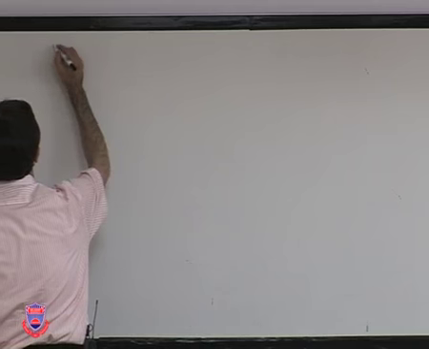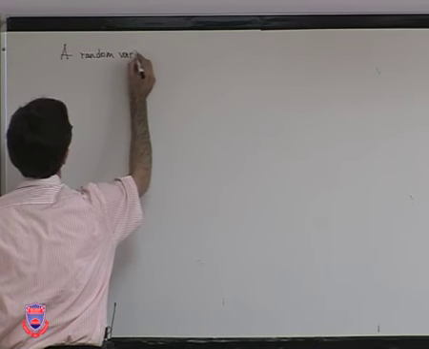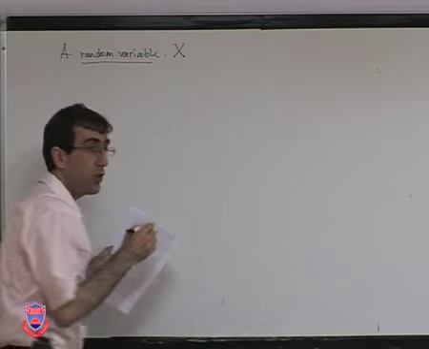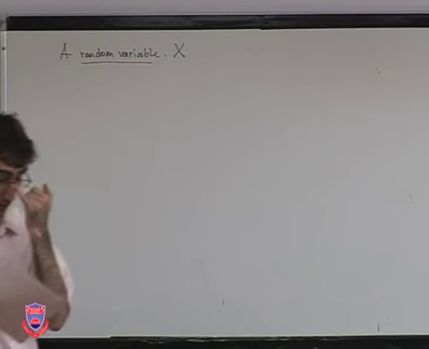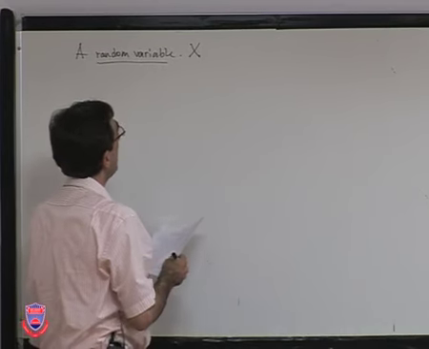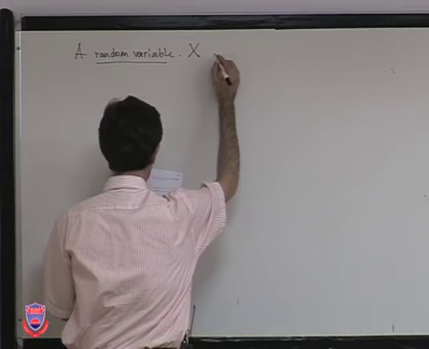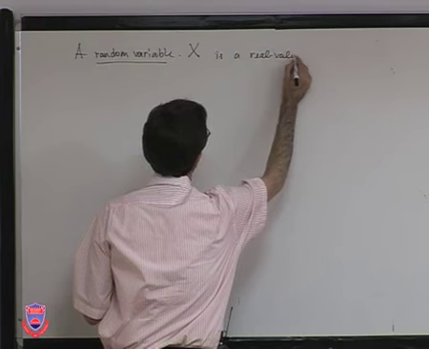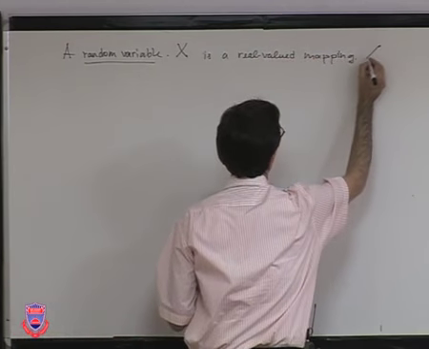So sometimes we give it a name, a random variable, X. We usually use capital letters to denote random variables, and lowercase letters to denote their realizations. A random variable X is a real valued mapping or function, right?